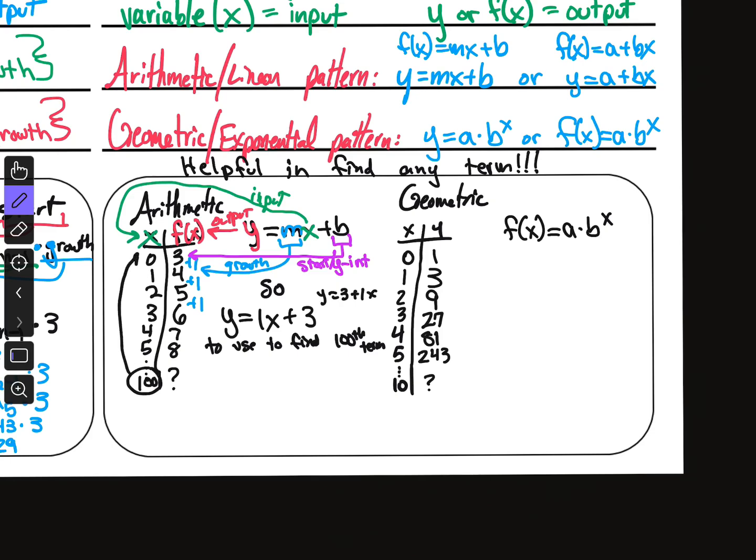So this 100 is in my x column, which means I replace my x with 100. So 1 times 100 plus 3 is going to equal our output. 1 times 100 is 100 plus 3, 103. So what's our output here? 103. All the students yelled out in a chorus.